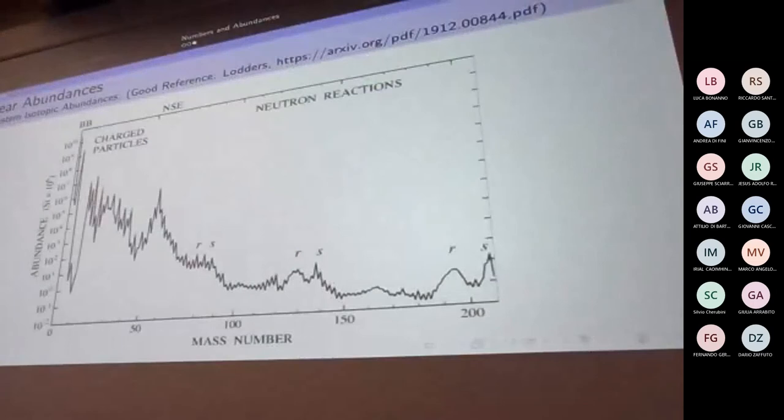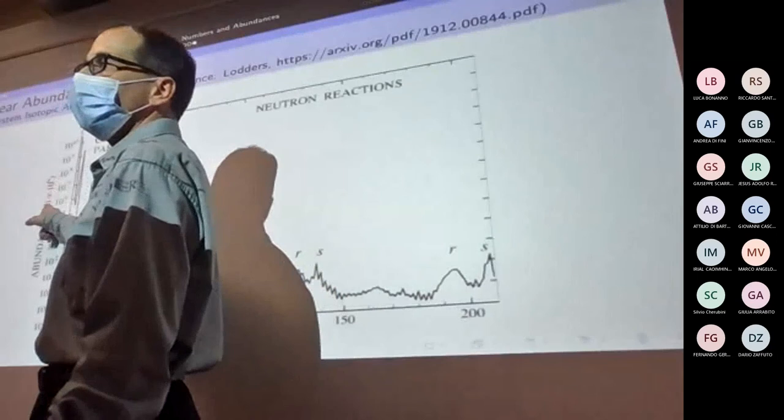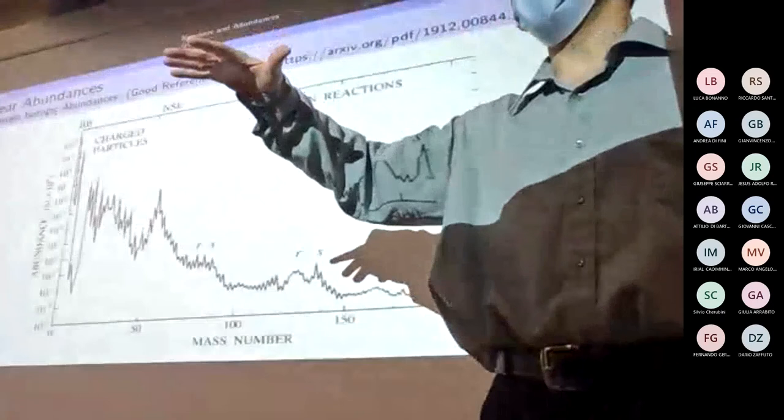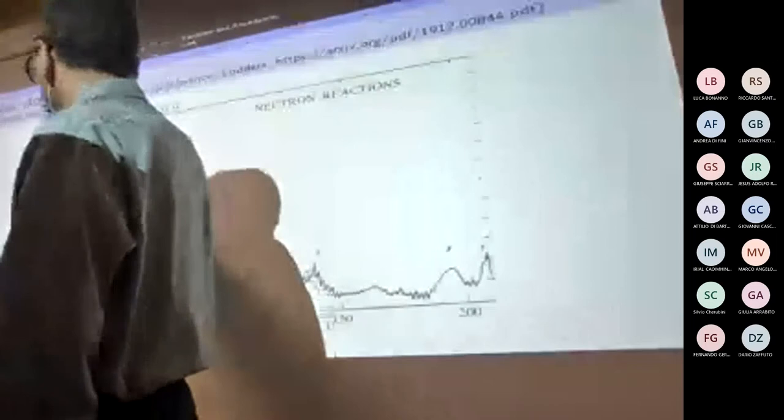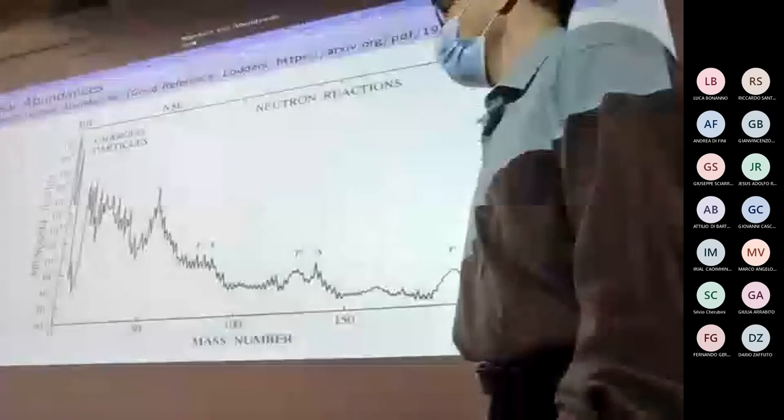This is actually a very old graph. Here what we do is we normalize everything to silicon equals 10 to the 6th atoms. So we multiply the graph up or down so that silicon falls at 10 to the 6th, here's silicon. Then what are the abundances of all the other atoms relative to silicon? This is for our solar system.